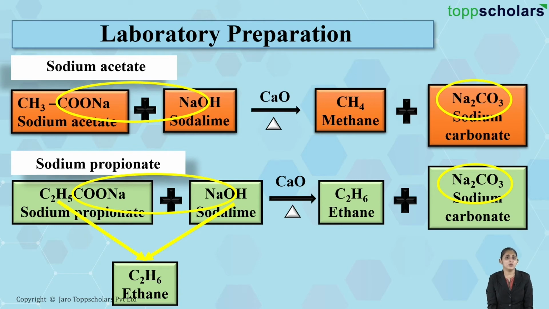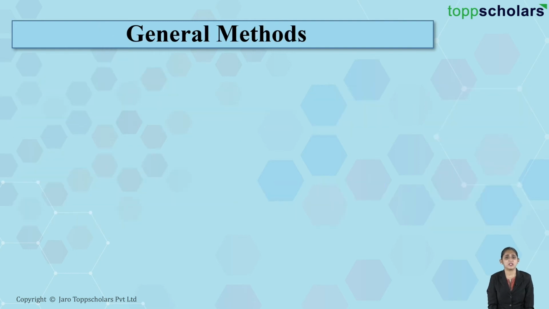So friends, you can prepare methane using sodium acetate and you can prepare ethane using sodium propionate. In both the cases, what you do is, you heat sodium acetate and sodium propionate with soda lime, which is a mixture of sodium hydroxide and calcium oxide, right? Now friends, let us see the next method.